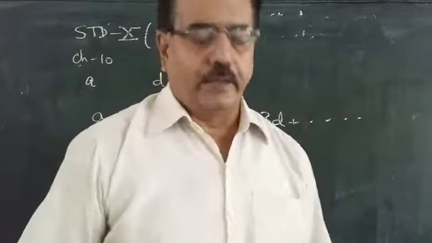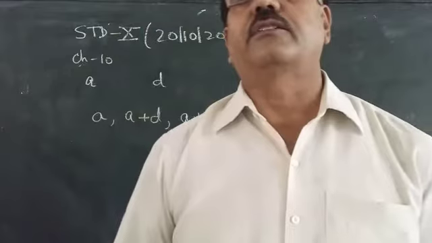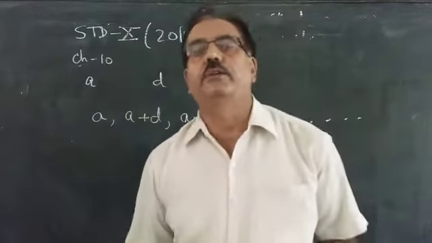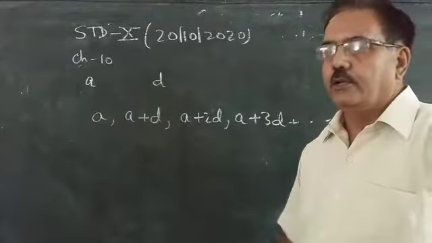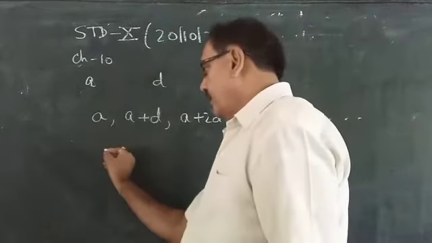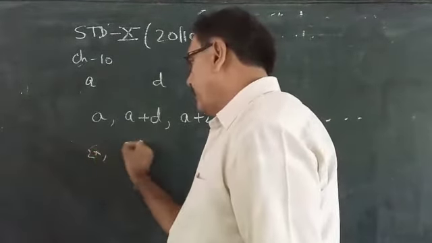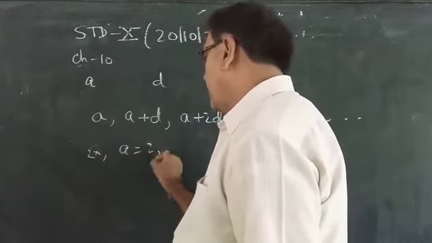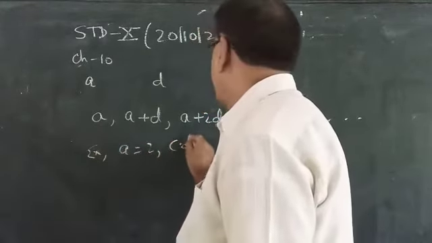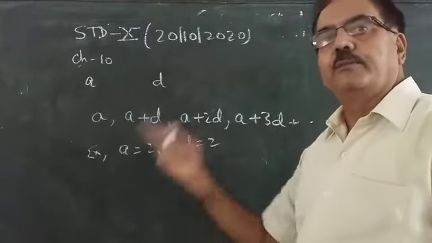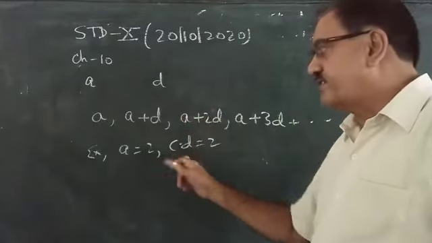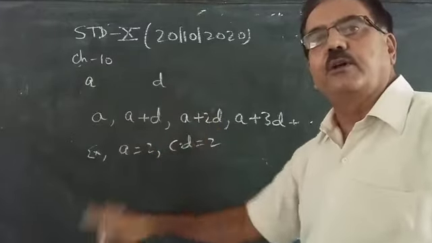Right? a is the first term, a plus d the second term, a plus 2d the third term, a plus 3d the fourth term, like that, all the terms. You can take an example also. If a is 2 and the common difference is also 2, what will be the AP terms? I have given the example 2, 4, 6. Let's see by using this whether it comes the same or not.